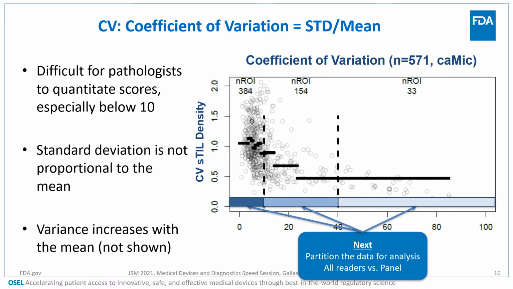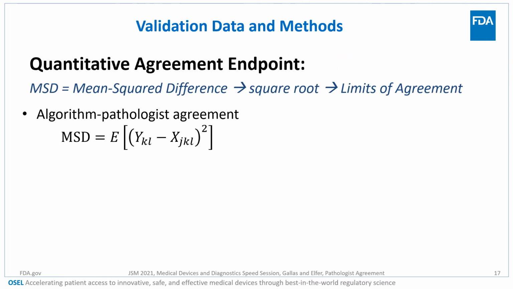Therefore, in the work that follows, we will partition the data into 3 groups for analysis. We will also separately consider the data from all the readers and the data from a panel of 4. Think of this panel as a panel of experts. The panel of experts were chosen from pathologists that read all the data and had low levels of the mean squared difference.